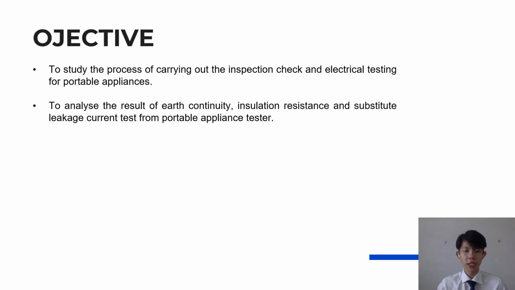There are two objectives: firstly, to study the process of carrying out the inspection, check, and electrical testing for portable appliances. Secondly, to analyze the results of earth continuity, insulation resistance, and substitute leakage current tests by using a portable appliance tester.